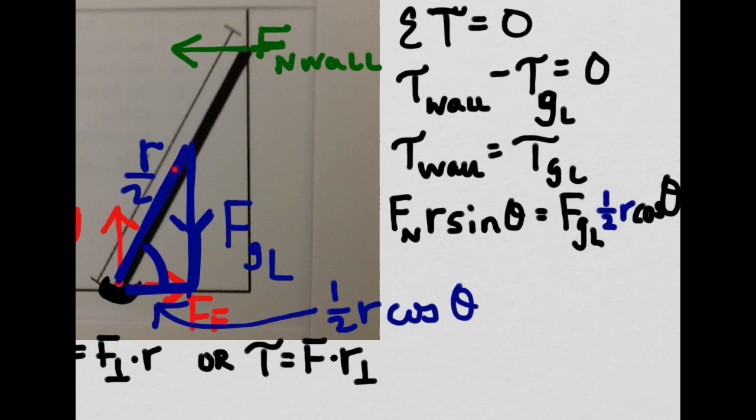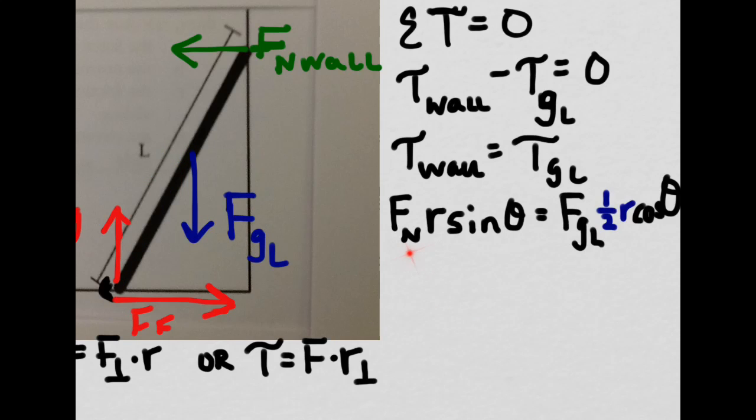At this point, I'd like to point out that if this whole length here is what we were calling R, the length of the beam, the center of mass of the ladder is at 1/2 that length. So this length is now 1/2 R cosine theta, because the hypotenuse is not R, only 1/2 R. Okay, so that's where this 1/2 R comes from.